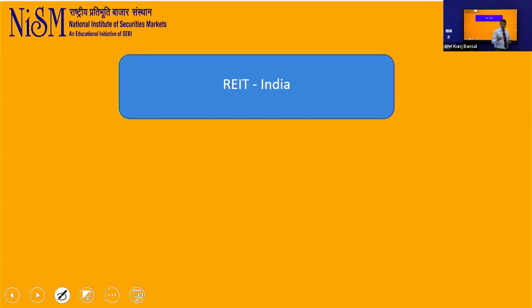Just for the information, this is not a recommendation, but you should know, otherwise you will be left in the dark after the end of the session, which are the REITs available in India. Can somebody quickly type in which are the REITs available in India and how many of them? Yeah, so Mindspace, Embassy, Byret, which is Brookfield. There's nothing from Piramal. And Nexus. So as of now, in India, only these 4 REITs are available.